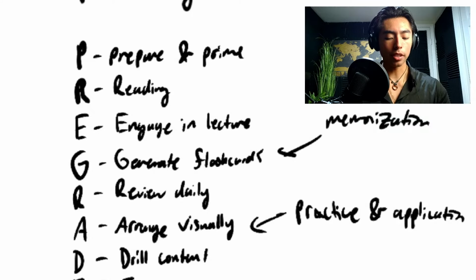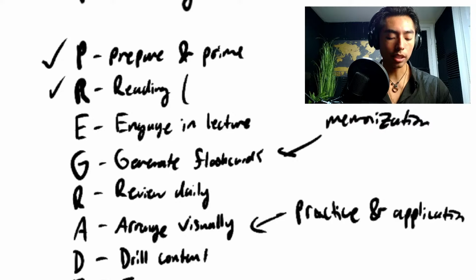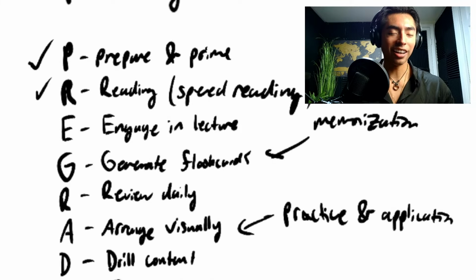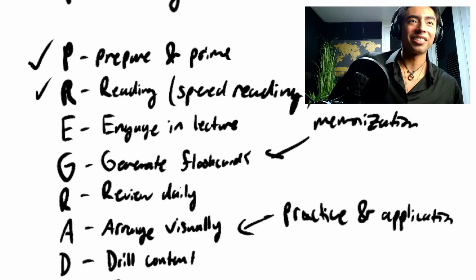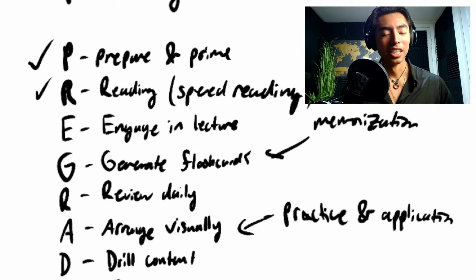So prepare and prime, this one is essentially your mental priming before lecture and your preparation for lecture. A lot of people think that the studying comes after lecture, but it actually starts way before. You're missing a huge step if you don't do that. And then reading, I actually would write this as speed reading. I've gotten so much hate for this in the comments on the viral video of me explaining this the first time, but yes, speed reading works. I have ADHD. Yes, it works for people with ADHD.